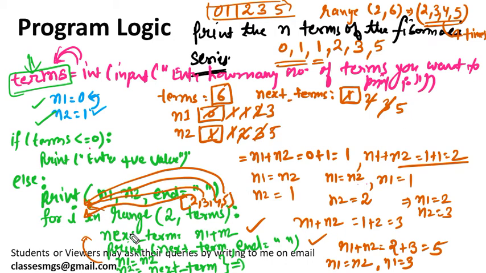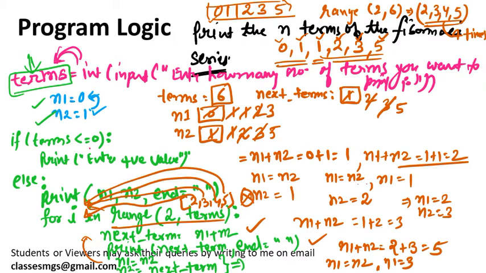And this loop will not execute more because it is terminating, because we want 6 terms of the Fibonacci series. So here you can see the output is very similar: 0, 1, 1, 2, 3, 5. So this way it will work. You use the for loop. You may use the while loop also if you want.